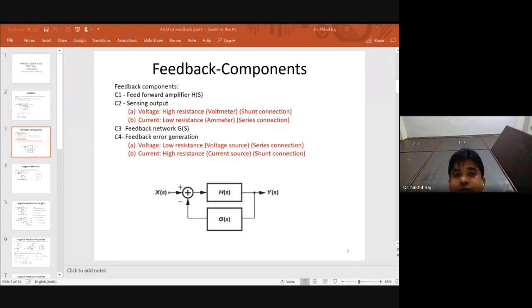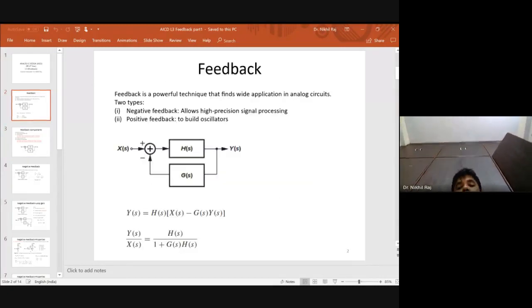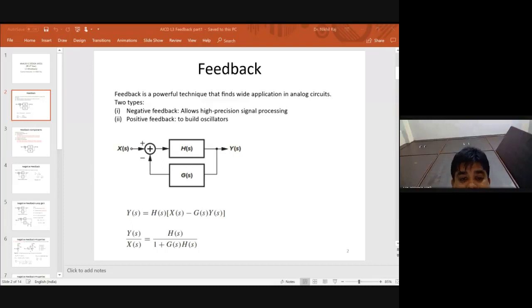We are going to start our new chapter, that is feedback analysis. Coming to our slides, number one. So, what is feedback? Actually, the feedback is to make the system stable.